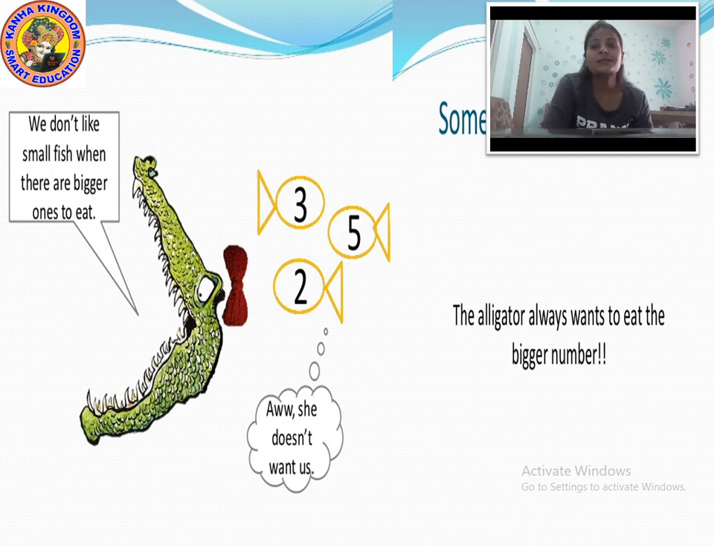Why? Because he is waiting for the bigger number. See, here are the numbers 3, 5, 2. But this alligator wants only the bigger one. For him, 3, 5, 2 are smaller numbers. That's why he is not eating these numbers. He is waiting for the bigger one.